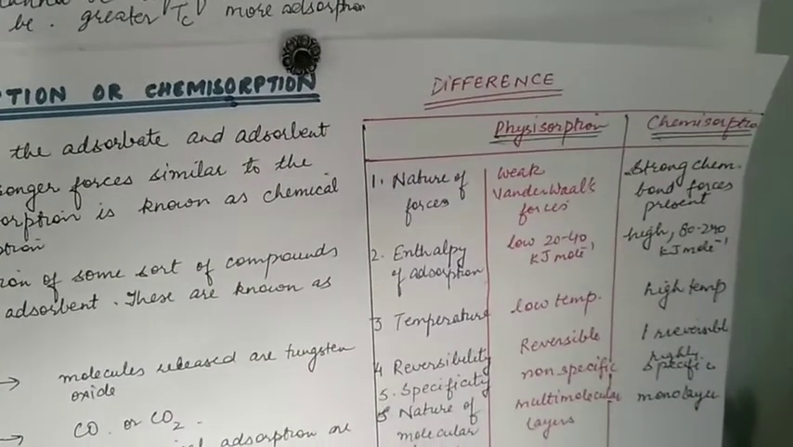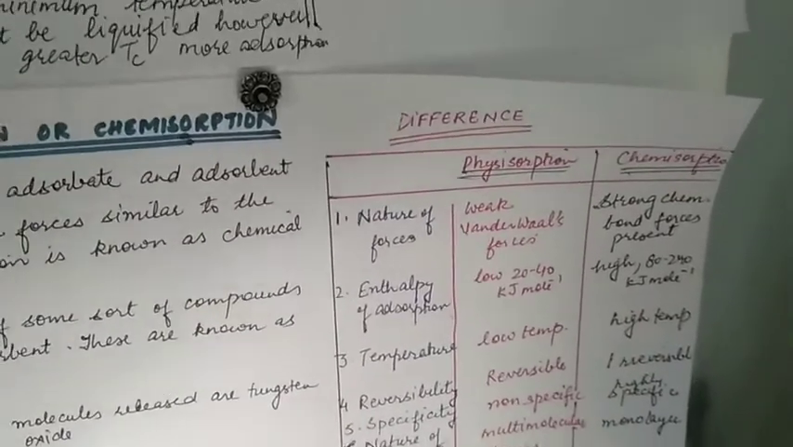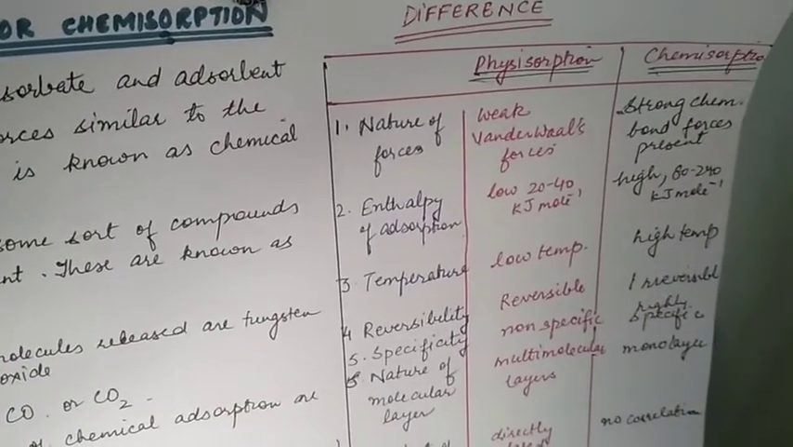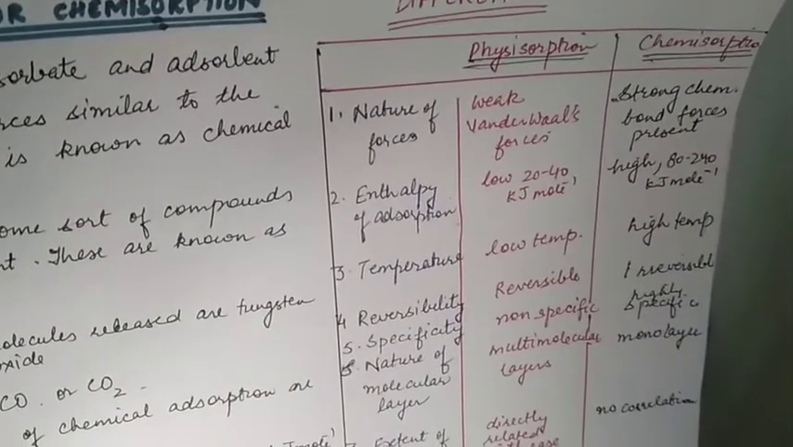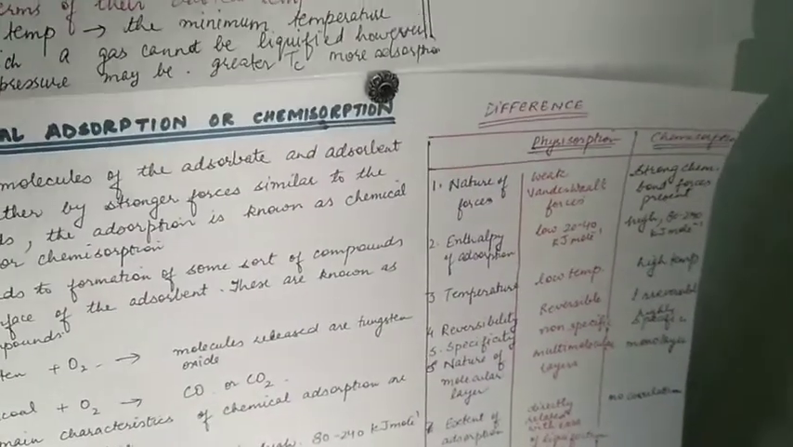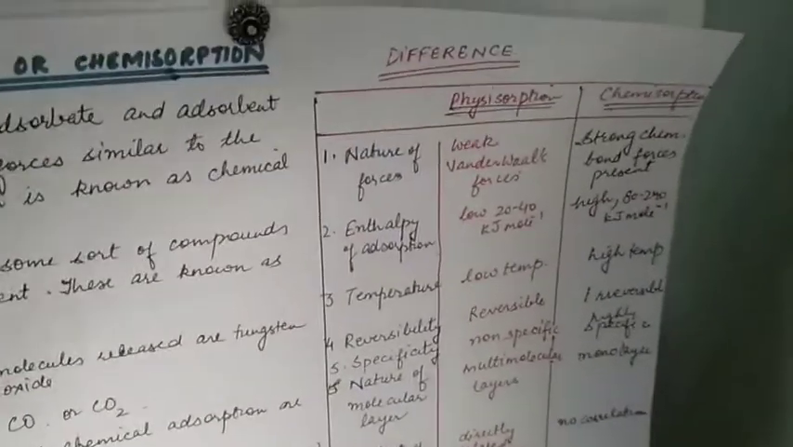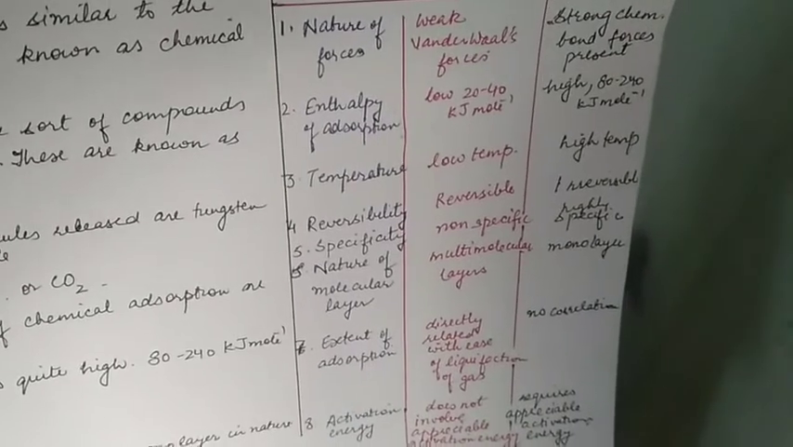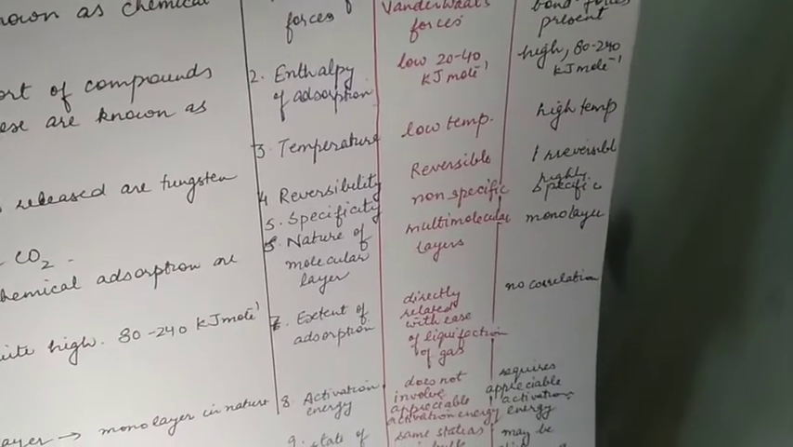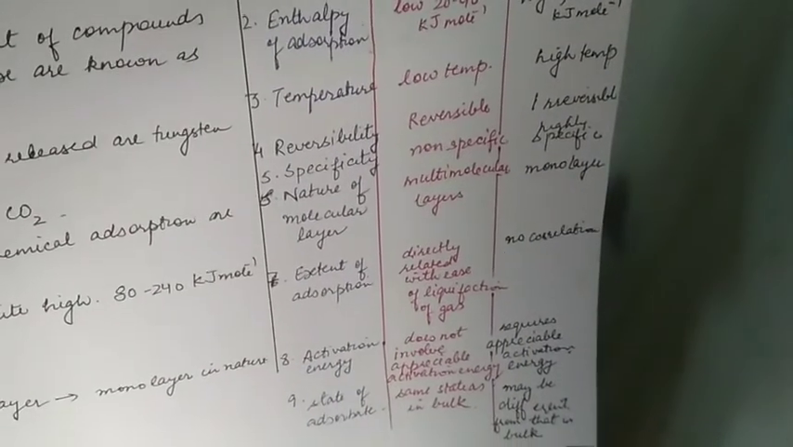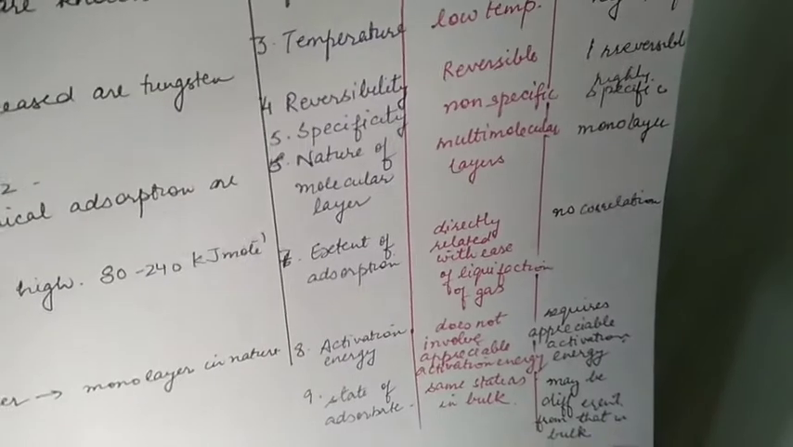In physisorption, the forces are weak van der Waals forces. In chemisorption, strong bond forces are present. In physisorption, enthalpy of adsorption is low, 20 to 40 kilojoules per mole. In chemisorption, it's high, 80 to 240 kilojoules per mole. Physisorption occurs at low temperature, chemisorption occurs at higher temperature. Physisorption is reversible, chemisorption is irreversible. Physical adsorption is non-specific, chemisorption is highly specific. In physisorption, multimolecular layers are formed. In chemisorption, monolayers are formed.